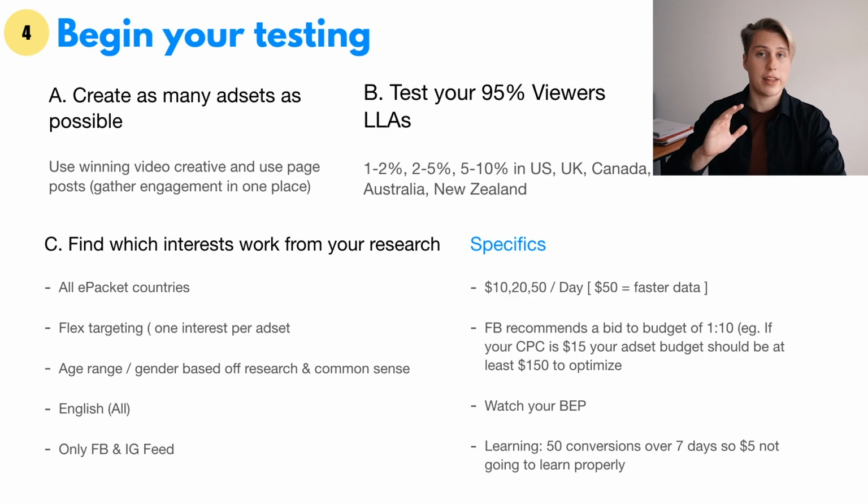Okay? And you're gonna let that ad set run. Now, find which interests work from your research. So from your research that I showed you previously, those are the interests that you're gonna put in. However, this is how you're going to structure it. For the location, at this point, you're gonna choose all ePacket countries.